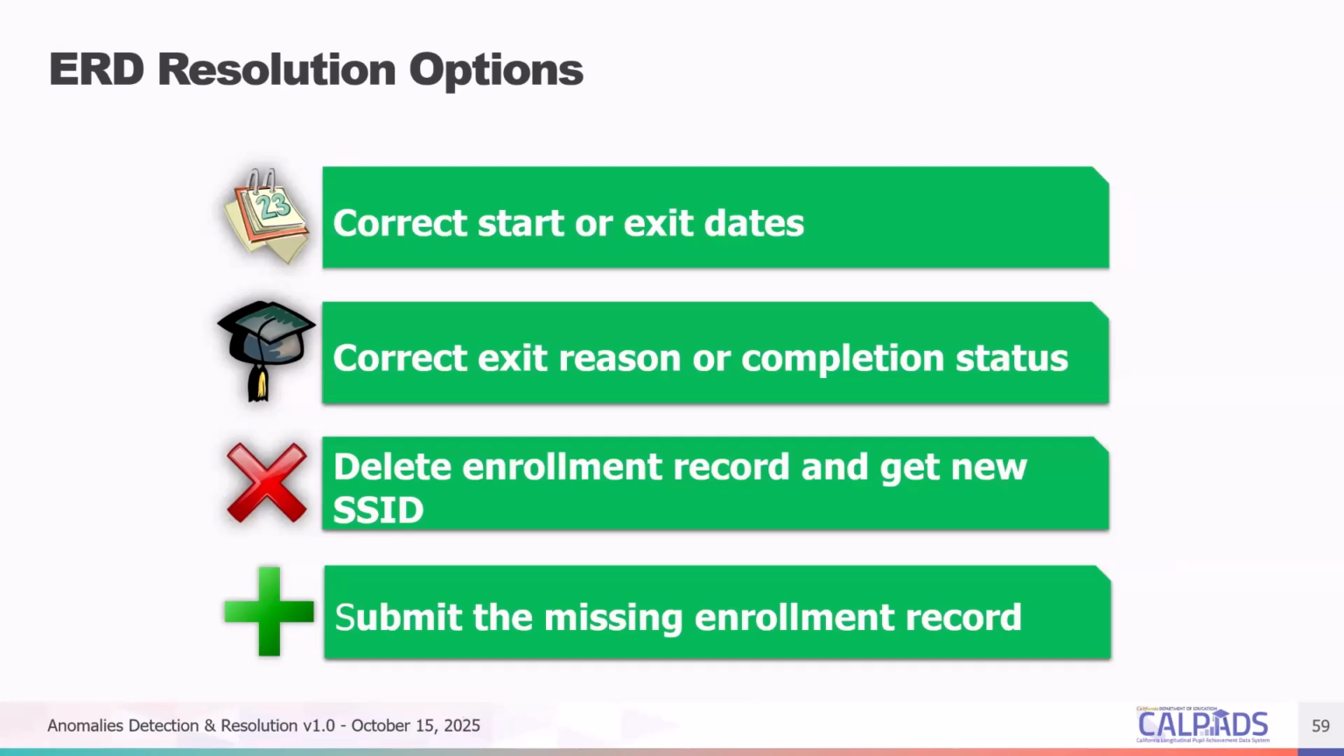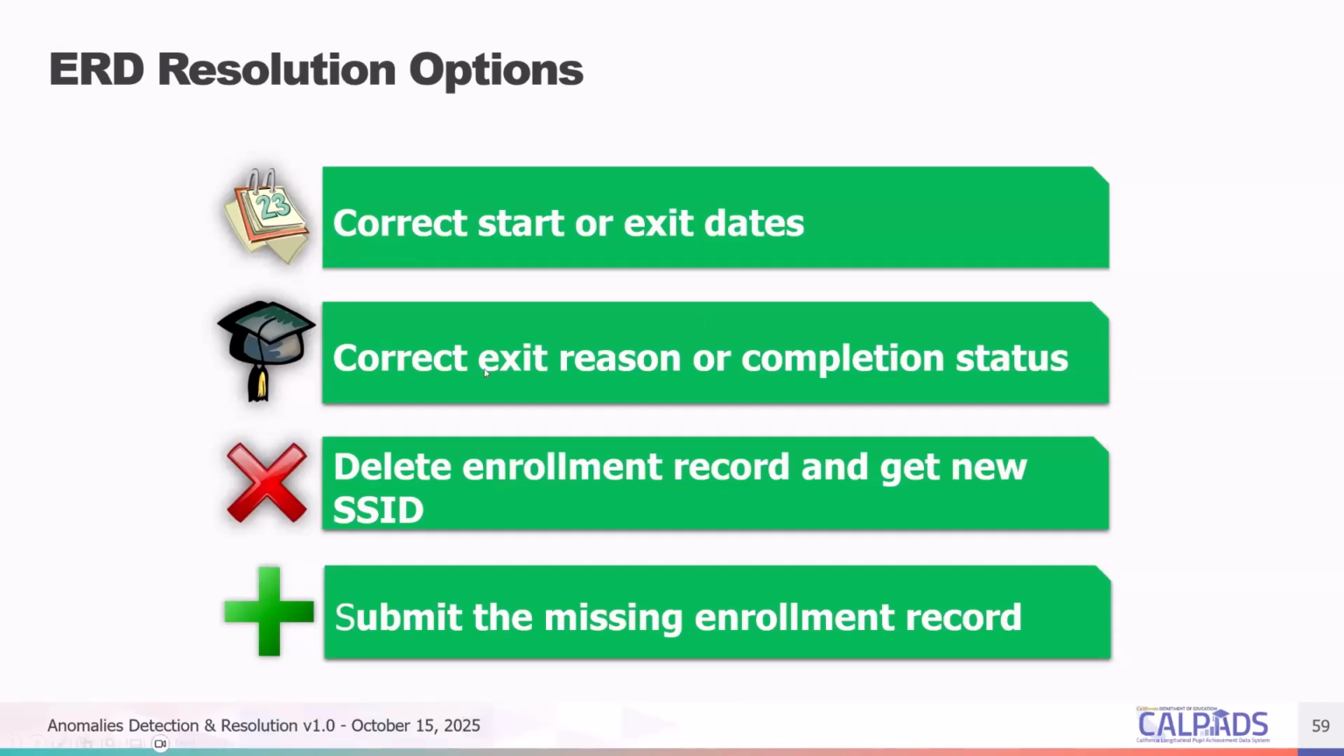Obviously, ERDs could be resolved by correcting the start date or exit dates. And this is for loss transfers. So if, let's say, the student was exited with a T160 in the prior school in this year, and then the student was re-enrolled at the new school after 10-1, which was by mistake. If the student was enrolled at that school prior to 10-1, then of course, by correcting the start dates, they should be able to then resolve the ERDs.